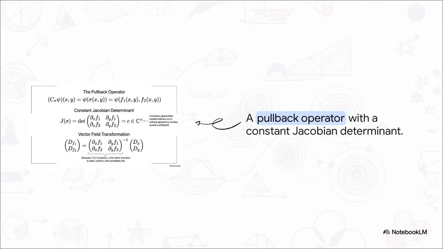Now, what's really interesting about this slide is how we establish a pullback operator. This converts our geometric map into an operational format by acting on smooth testing functions. But look specifically at that constant Jacobian determinant equation right in the middle. The determinant equals a non-zero constant c. And because c is constant, when you look down at the vector field transformation matrix below it, the matrix inversion is entirely clean. It guarantees that our transformations happen without generating any messy, variable spatial coefficients. Everything is completely uniform and perfectly flat.